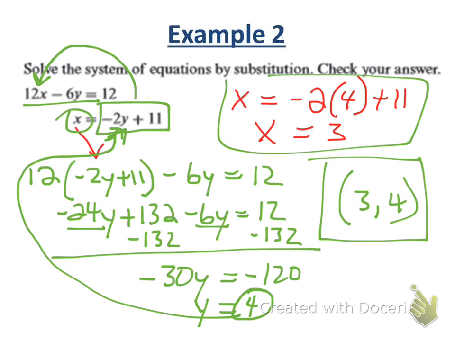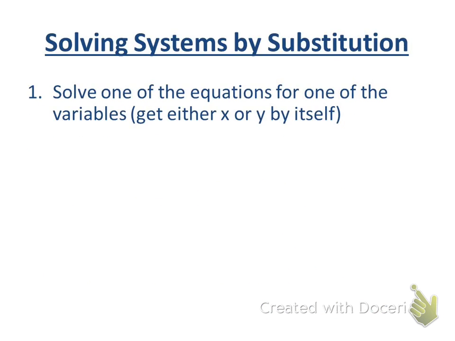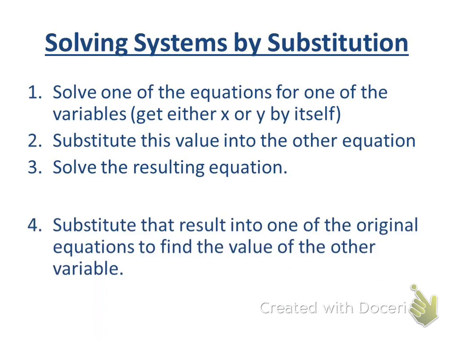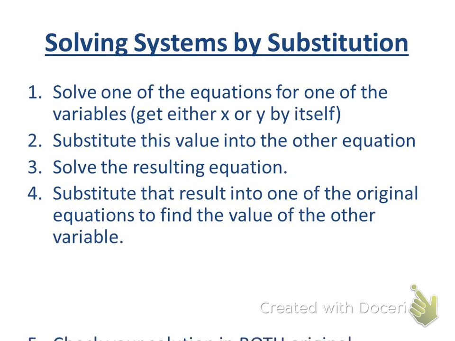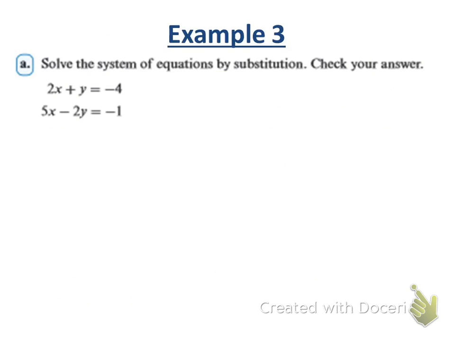Okay? So we want to get one of the variables by itself. We want to substitute that into the other equation in the place of that variable. We want to solve the resulting equation, substitute that result into one of the original equations to find the other variable, and check the solution in both equations. All right? Now this one we're going to have to do every step.